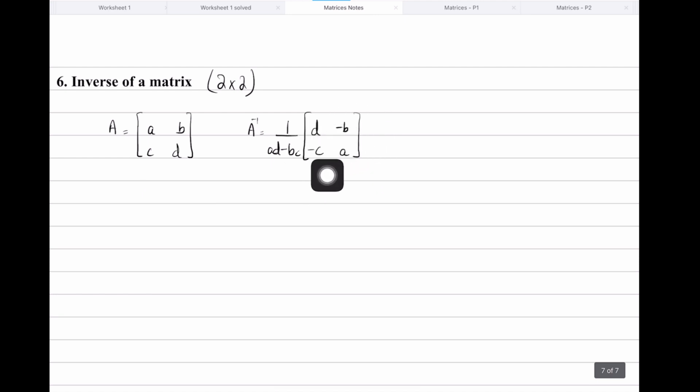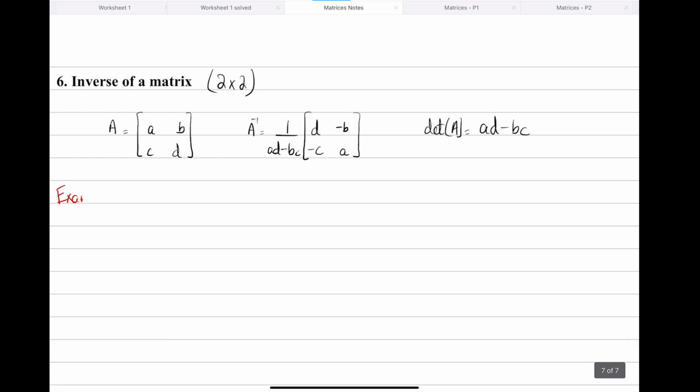You don't need to memorize that. Okay, this is something that you need to know. This AD minus BC that you're looking at is basically what we call the determinant of matrix A. So if you're only asked to find the determinant of any 2 by 2 matrix, all you have to do is AD minus B into C. Now this is just the formula. Let's do a few examples so that you further get the hang of it.